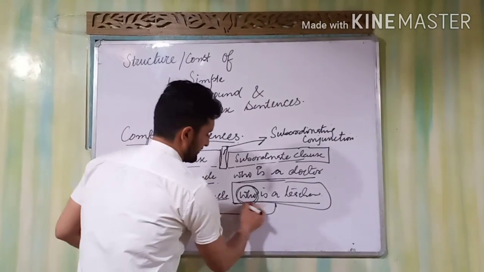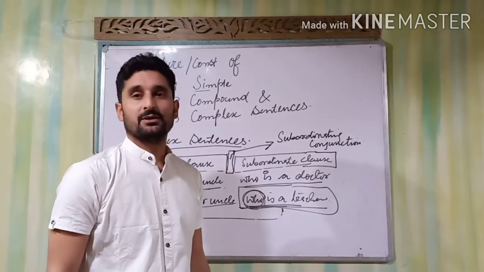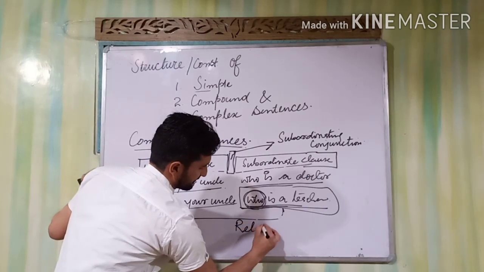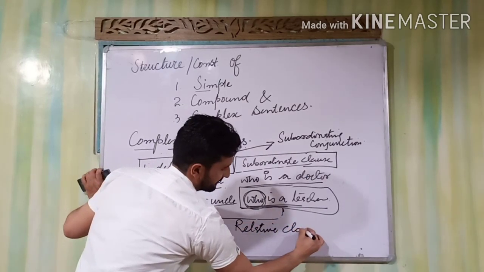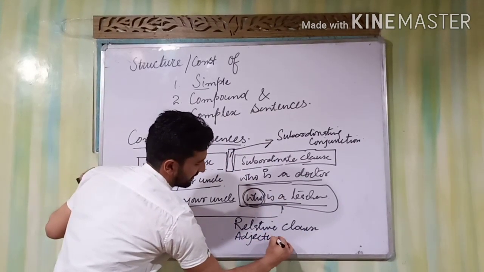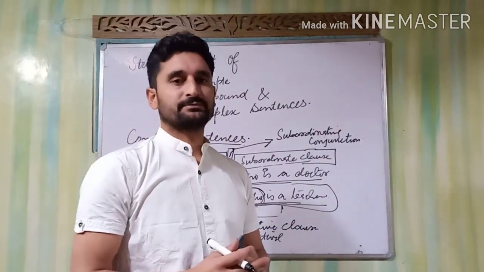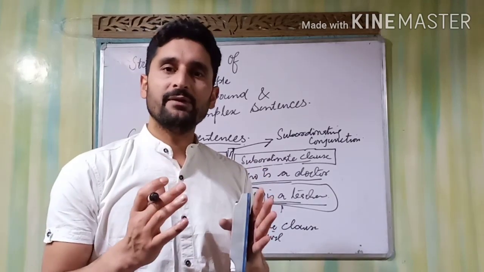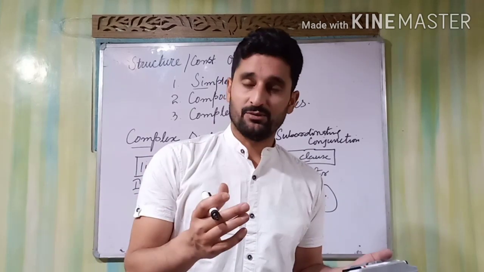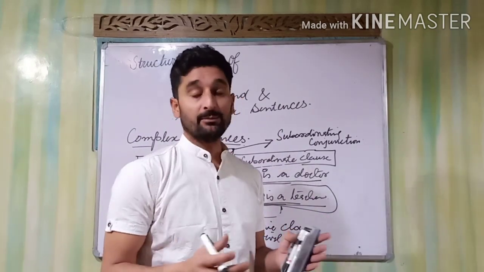So this part will now be known as an adjectival clause or a relative clause. Relative clause, or adjectival clause, or adjective clause. It functions the same way as an adjective does in case of a noun or a pronoun. So this was all about the structure of simple, compound, and complex sentences.